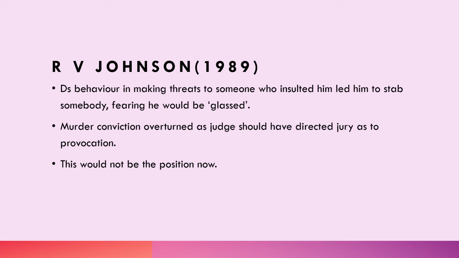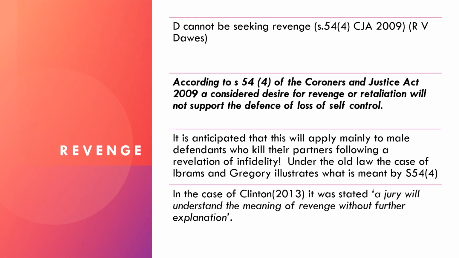Now the murder conviction was overturned, as the judge should have directed the jury as to provocation, but this wouldn't be the position now. This now would be considered inciting the violence and would be a restriction for the defence. So the final restriction we're to look at is revenge. Now the defendant cannot be seeking revenge.